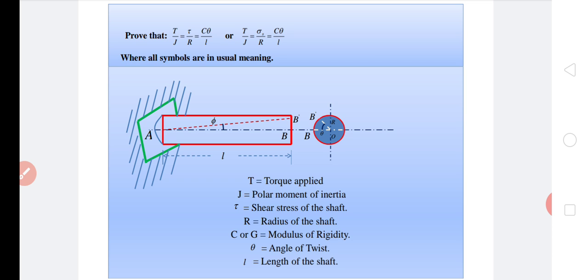T equals torque applied in Newton millimeter, R equals radius of the shaft in millimeter, L equals length of the shaft in millimeter, J equals polar moment of inertia in millimeter to the power 4, tau equals shear stress of the shaft, C or G equals modulus of rigidity, theta equals angle of twist in degrees.